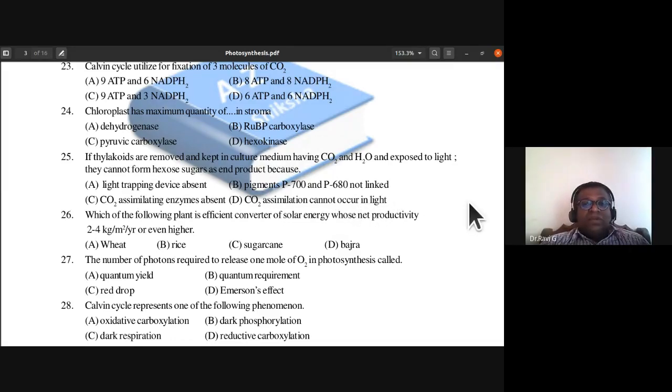So what is the answer for it? Thylakoids are removed and kept in culture medium having carbon dioxide and water and exposed to light. They cannot form sugars as end product because the carbon dioxide assimilating enzymes are absent. That is the answer. Rubisco is not present. Rubisco is present in the stroma, but we have just taken thylakoids, so there is no stroma. So for the 25th, the answer is C. Very interesting question, isn't it?